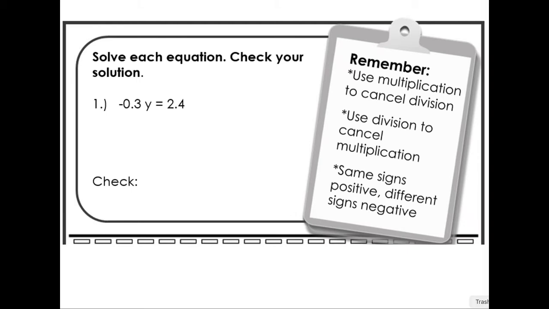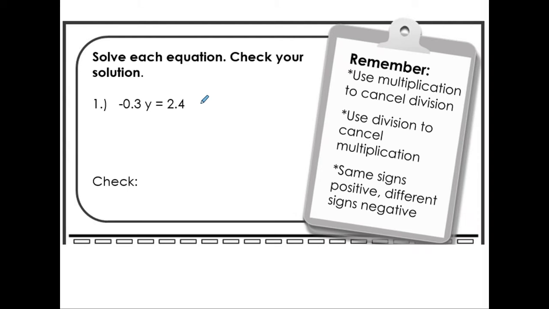All right, so first thing that we're going to do, there are a few reminders over here of our rules for multiplication and division equations. We need to make sure we use multiplication to cancel division, and we use division to cancel multiplication. And then our rules for multiplication and division: same signs, answers positive; different signs, answers negative.